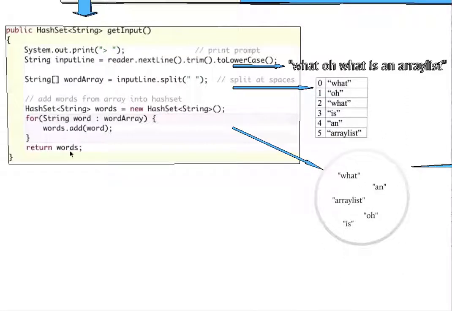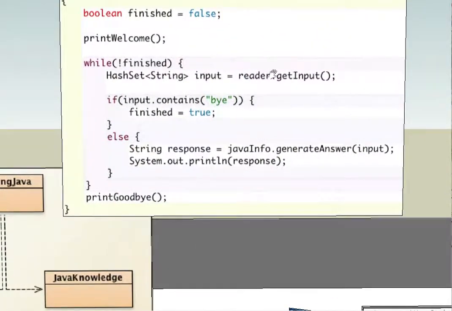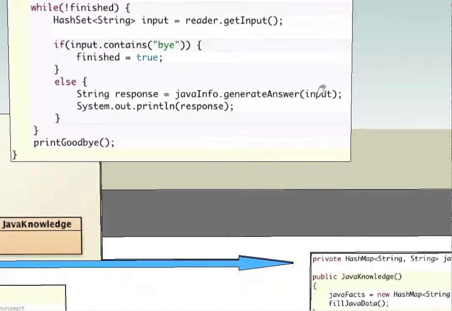And then we return that hash set back to whatever called this method. And that's right here. So that circle of words, the hash set of words, is stored in input. Now we check if input.contains, contains is a method of hash set, "bye", we're done. Otherwise, we pass that circle of words, that hash set, into generate answer. So let's go look at that.